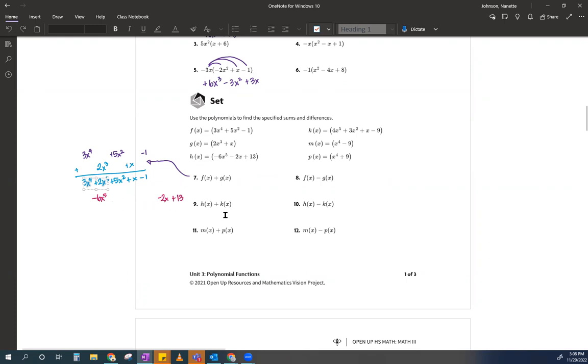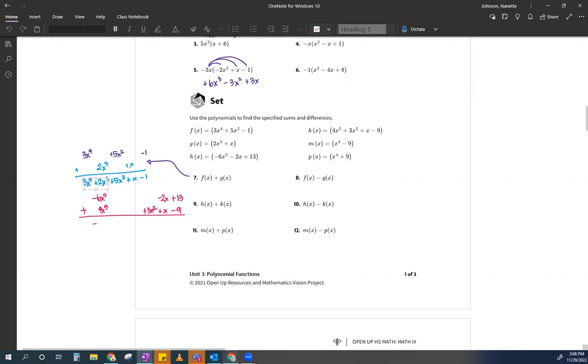And then I'm going to add this, so a big plus sign, to k of x, which is 4x to the fifth plus 3x squared plus x, and then minus 9. When you're adding these things together, really your skill here is finding like terms. Because these two are like terms, I can put them together: negative 6x to the fifth plus 4x to the fifth is negative 2x to the fifth. And then I'm going to add 3x squared, and then add x, and then add 4. So there's my answer.